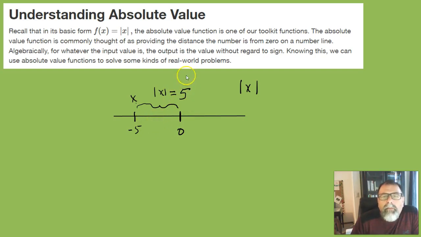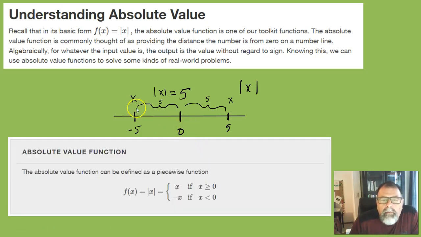Another way we can think about it algebraically is, for whatever the input value is, so if you put in -5 here, the output is the value without regard to sign. So if I'm over here at +5, and let's say this was x again, then that distance, the absolute value of +5, would just be 5. So in both cases, they're 5 units from 0, right? So that's the idea.